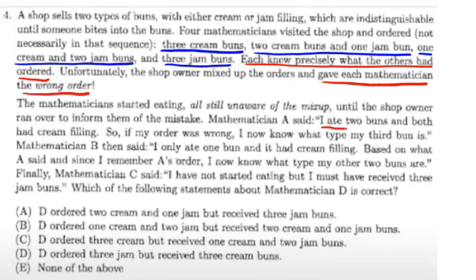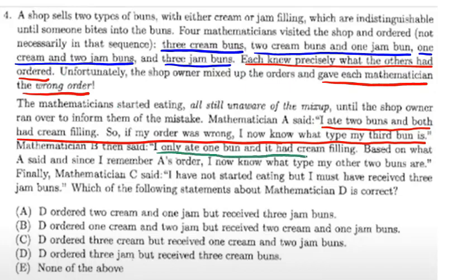Mathematician A said, "What? I ate 2 buns and both had cream filling. So if my order was wrong, I know what type my third bun is." Okay. Mathematician B said, let me draw on the line with green, "I only ate one bun and it had cream filling. Based on what A said, and since I remember A's order, I know what type my other 2 buns are."